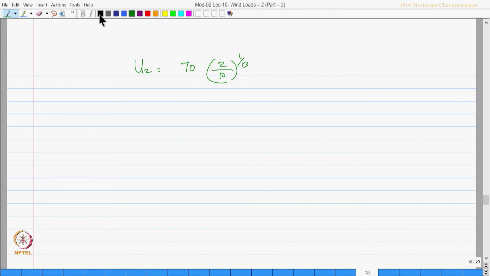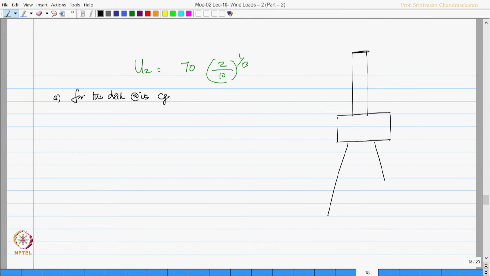Now, I want to calculate this for the deck, for the deck at its CG. Let us say this is my derrick, this is my deck which is supported by a system, and this is my mean sea level. Let us say this is the datum, we say it is 10 meter, and we already know this is 4 meters and this is again 10 meters.